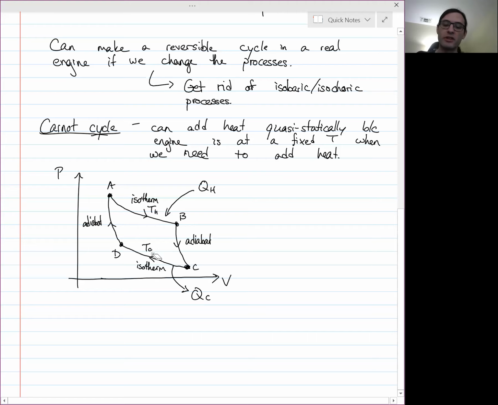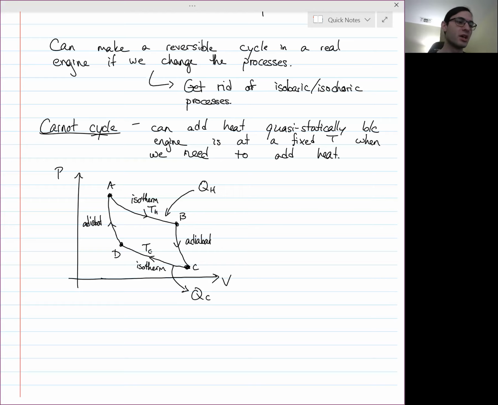The idea here is that we make the temperature difference between the outside environment and the engine very, very small. So you have very slow heat flow from the environment to the engine. Because that difference is small, it's very nearly reversible. Obviously, we can't make any processes exactly reversible in real life. It's part of what we're going to talk about later.